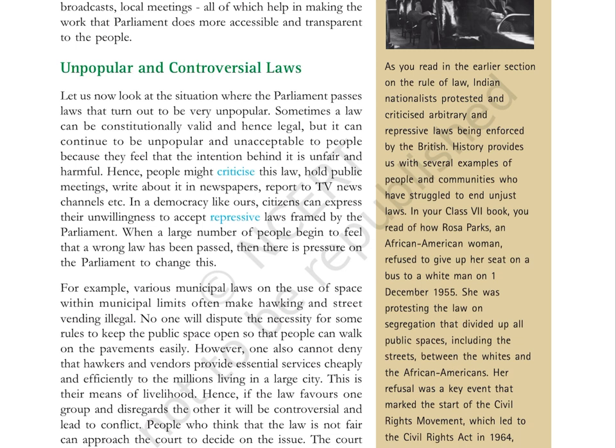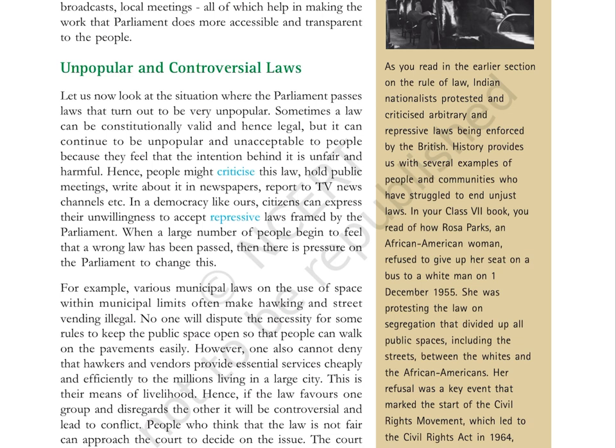Unpopular and controversial laws. Let us now look at the situation where the Parliament passes laws that turn out to be very unpopular. Sometimes, a law can be constitutionally valid and hence legal, but it can continue to be unpopular and unacceptable to people because they feel that the intention behind it is unfair and harmful. Hence, the people might criticize this law, hold public meetings, write about it in newspapers, report to TV news channels, etc. In a democracy like ours, citizens can express their unwillingness to accept repressive laws framed by the parliament. When a large number of people begin to feel that a wrong law has been passed, then there is pressure on the parliament to change this.